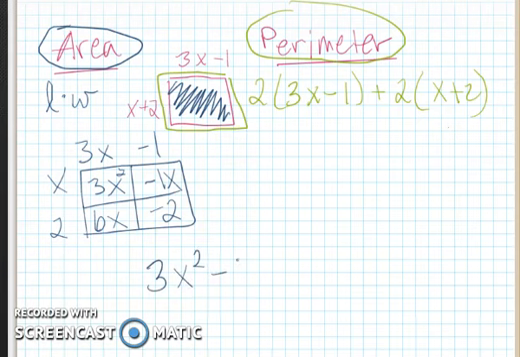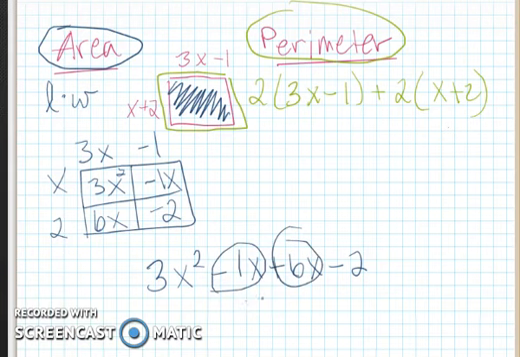Then I get 3x squared, negative 1x plus 6x minus 2. Then we can go ahead and combine these like terms, 6 positive and negative 1, that gives me 3x squared plus 5x minus 2.